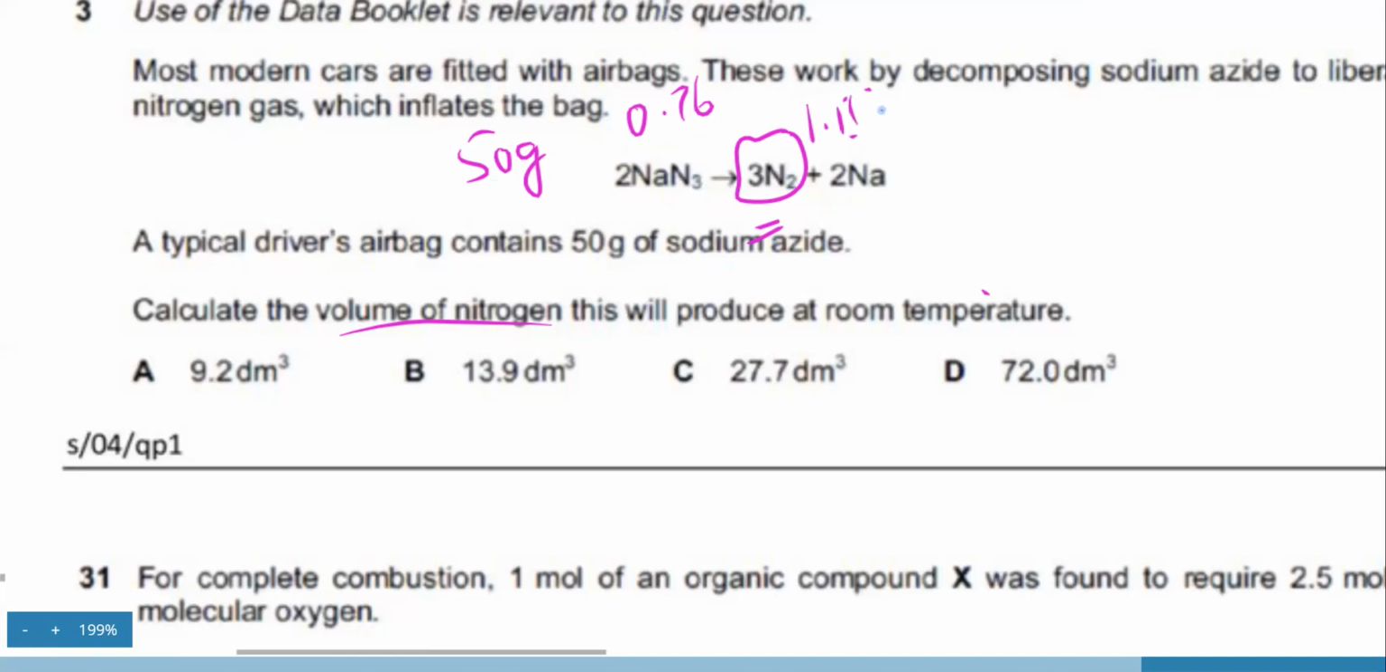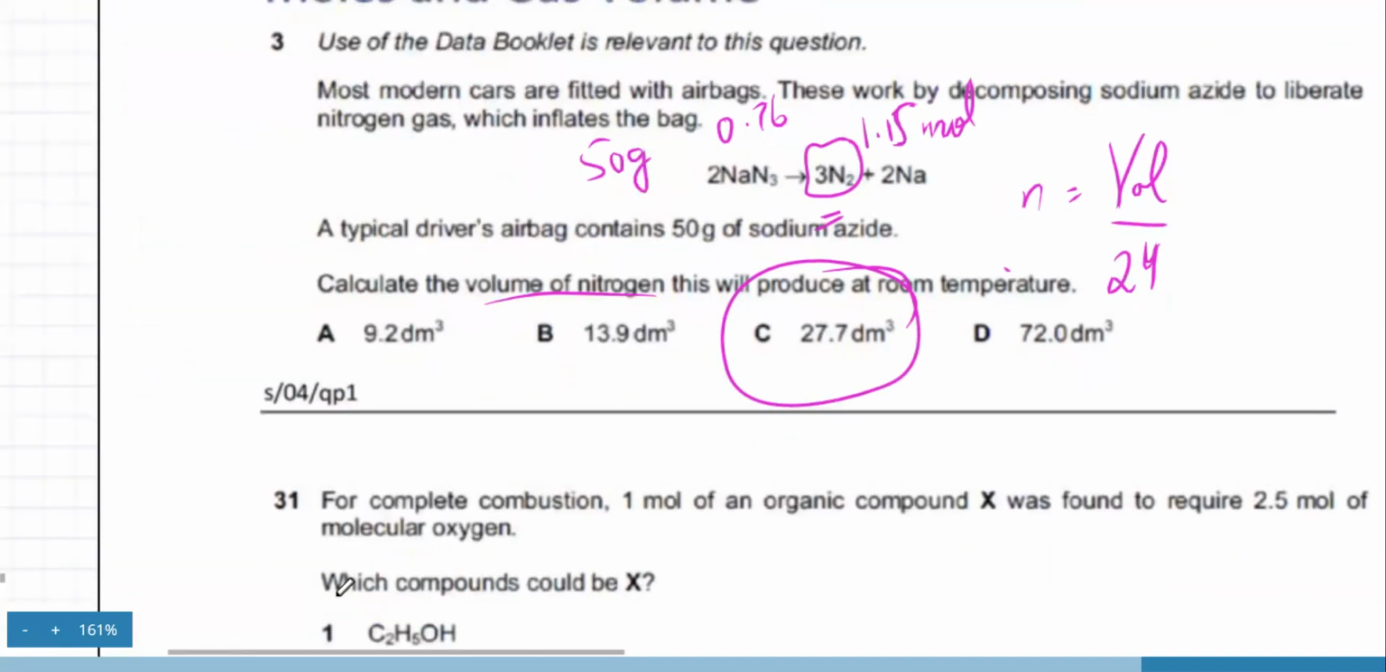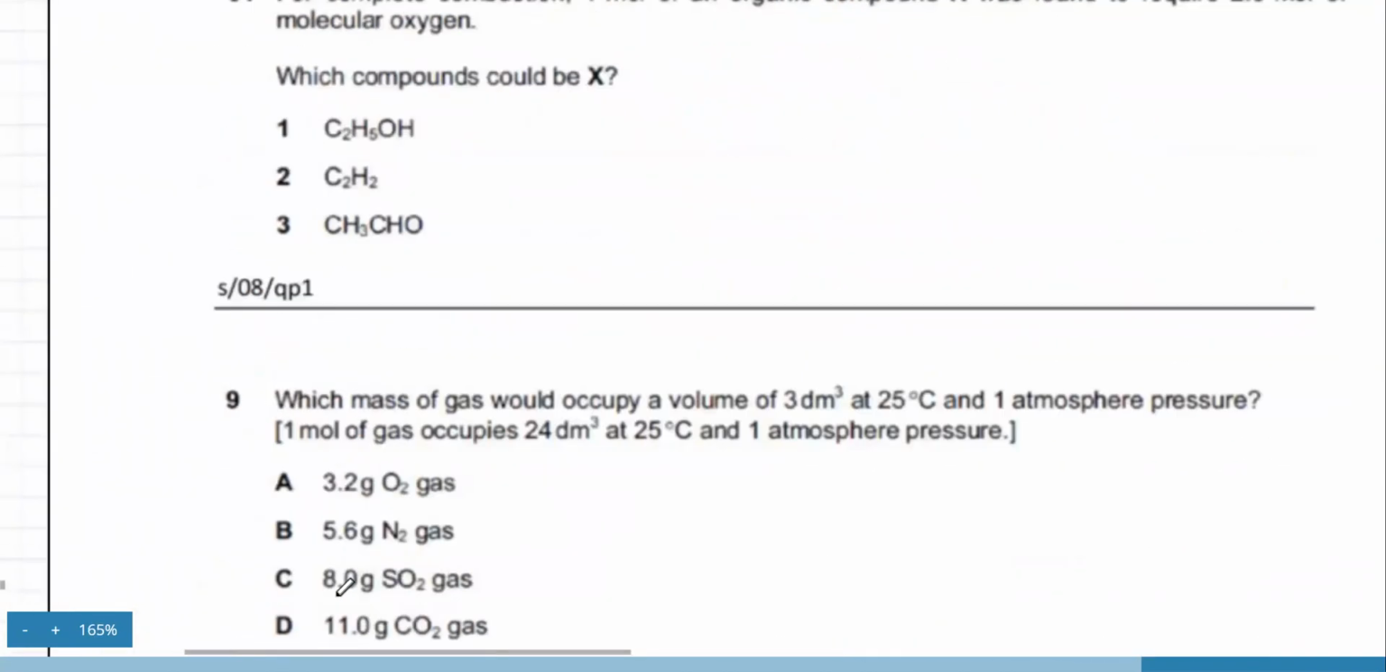Yeah, that's fine. And how would you find the volume of the gas? What's the formula? Like moles equals concentration times volume, right? No, that's for solutions. Volume of gases is a completely separate thing, so you have to use the 24 dm cube thing. I got 27.69 here. So it's going to be C, right? Yeah, because it's rounded up.